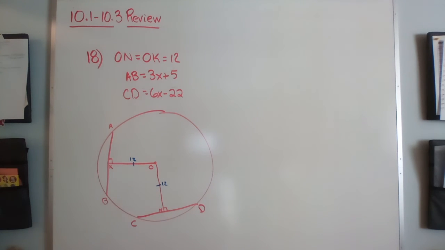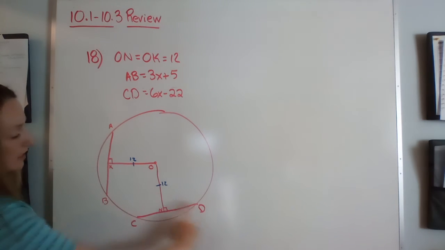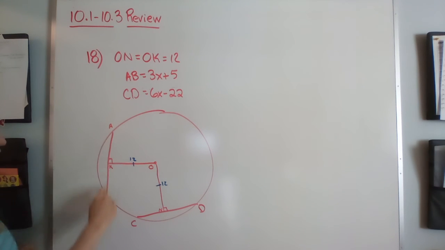Now we learned in an earlier lesson that when two chords, I'm talking about chord AB and chord CD, are the same distance away from the center, they're both 12 units away from the center, that means the chords are congruent to each other. So I know that this chord AB is equal to this chord CD. Okay, so that's something to keep in mind as well.